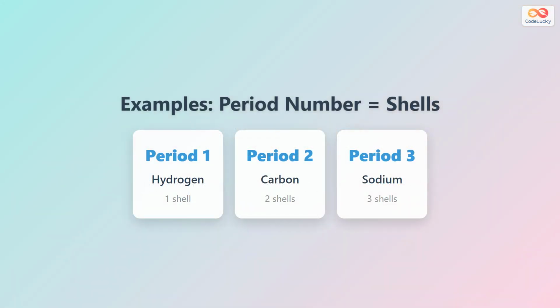Let's look at some examples to make this clear. Hydrogen is in period 1, so it has 1 electron shell. Carbon is in period 2, which means it has 2 electron shells. Sodium is in period 3, so it has 3 electron shells. Notice the pattern? The period number directly tells you the number of electron shells.